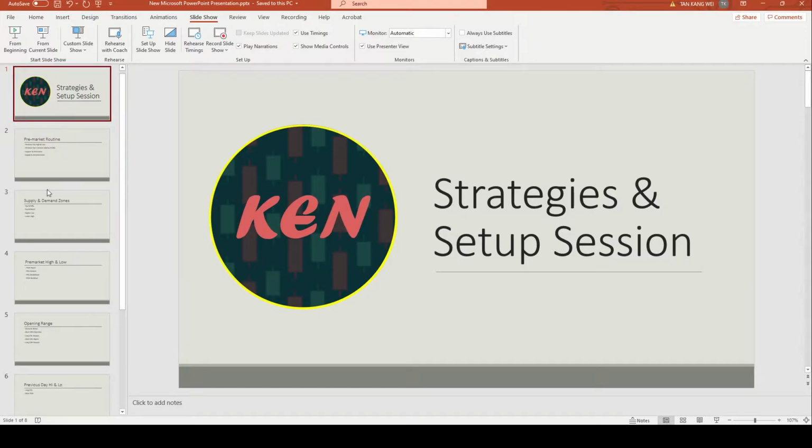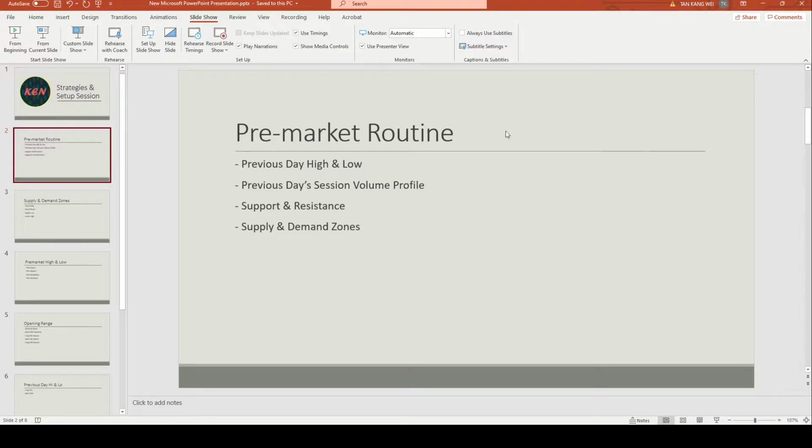I wanted to start off with my pre-market routine. What do I do before the market starts? First thing, I wrote down these four main things that I normally start off with. I'll chart the previous day high. I will look at the previous day session's volume profile, not only yesterday but the other days as well. And then look at the current day, what happened during the overnight session, during Globex. We're talking about ES now.